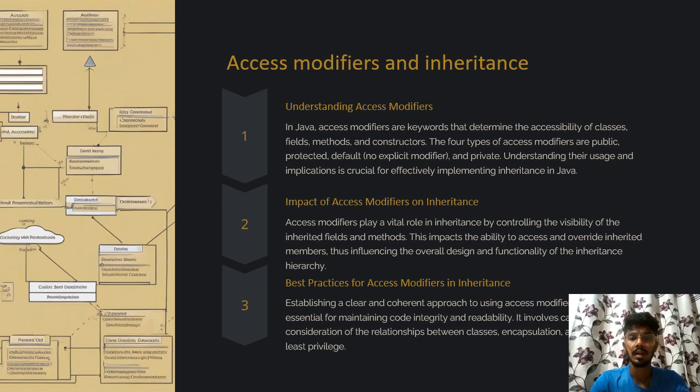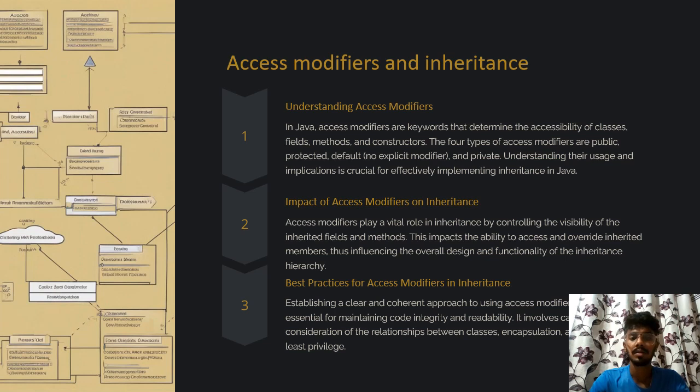Access modifiers and inheritance. Understanding access modifiers. In Java, access modifiers are keywords that determine the accessibility of classes, fields, methods, and constructors. The four types of access modifiers are public, protected, default, and private. Understanding their usage and implications is crucial for effectively implementing inheritance in Java.